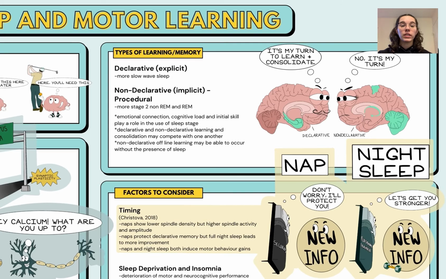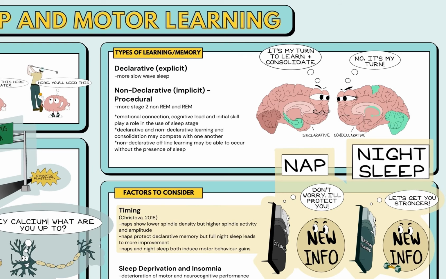There are a few other points that should be noted in regards to this. The first is that factors such as emotional connection, cognitive load, and initial skill of an individual appears to change what sleep stage is required for the individual to learn during sleep. The next is that some studies show it may be possible that non-declarative or declarative memory systems compete with one another during learning and consolidation. And another point is that there is research showing that non-declarative learning may be able to be consolidated with just time off practicing the skill without the requirement of sleep.